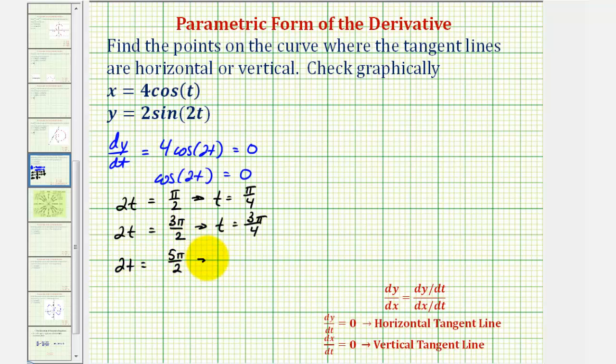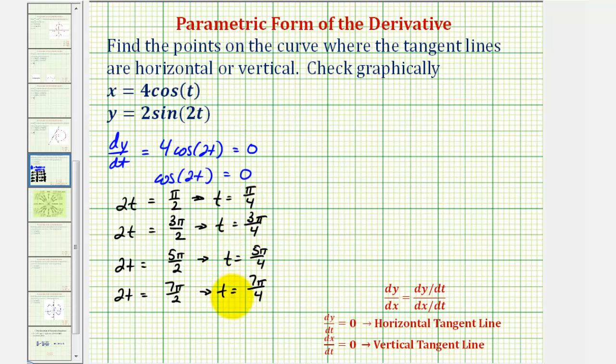Multiplying both sides by 1/2, we would have t equals 5pi/4. Next, 2t can also equal 3pi/2 plus 2pi radians, which would be 7pi/2 radians. Multiplying by 1/2, we have t equals 7pi/4. Notice how this is still less than 2pi radians. So all these values of t would make dy/dt equal to 0, and therefore we should have horizontal tangent lines at the points with these given values of t.